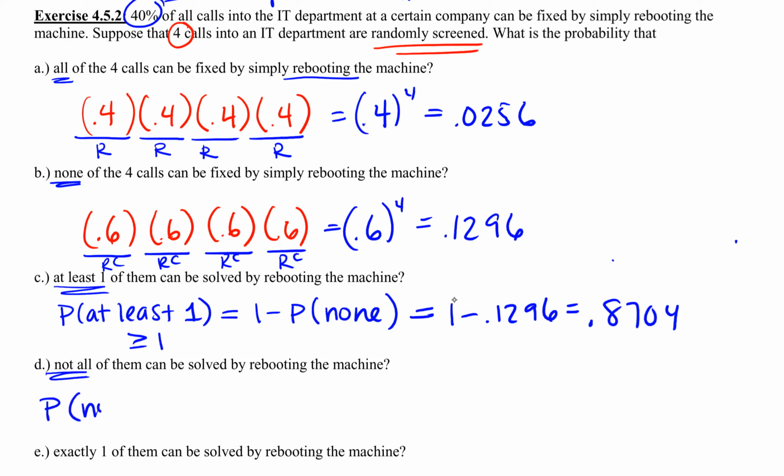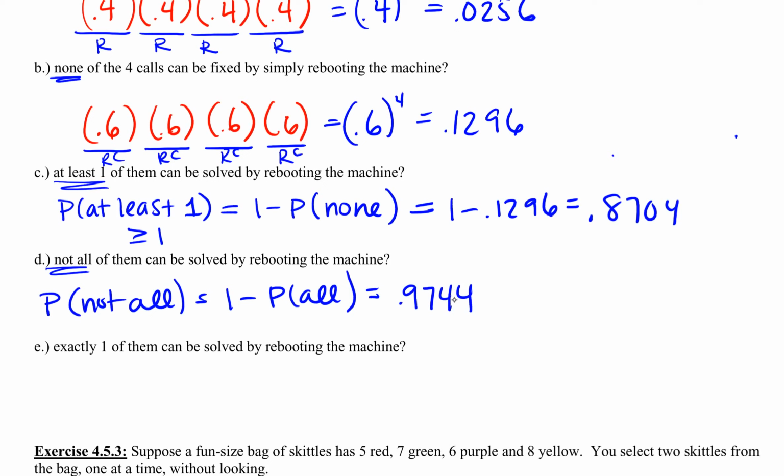The same trick works for not all. Not all is a little more obvious. Not all is the opposite of all. So if we know all of them will be fixed 2.56% of the time, not all of them will be fixed the rest of the time. We get 0.9744.